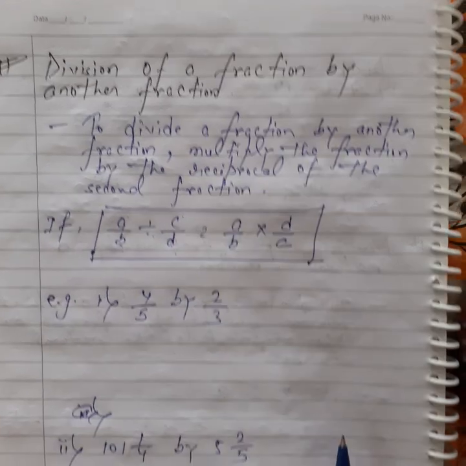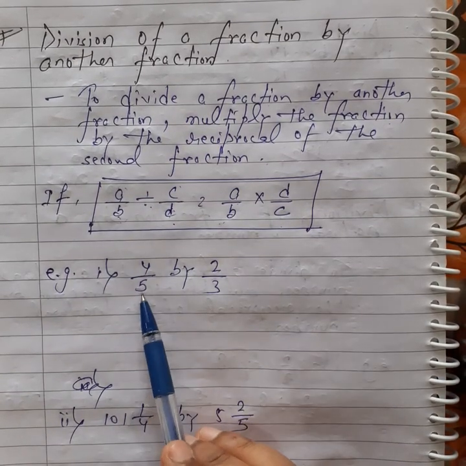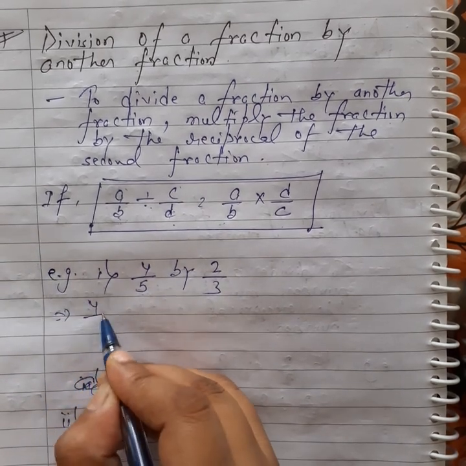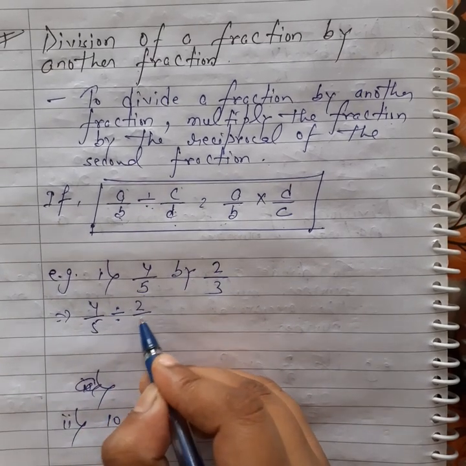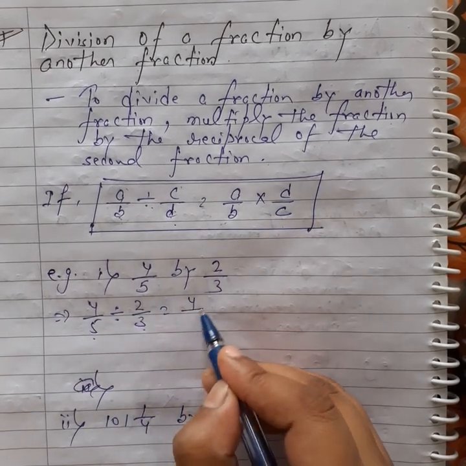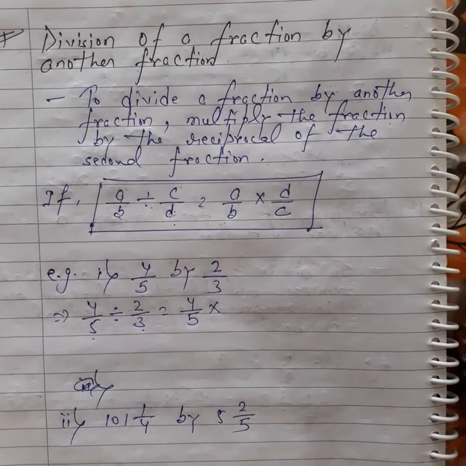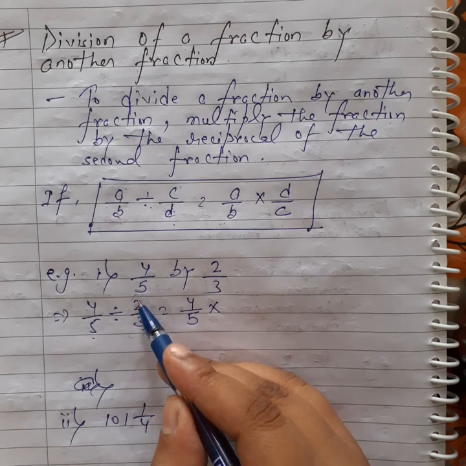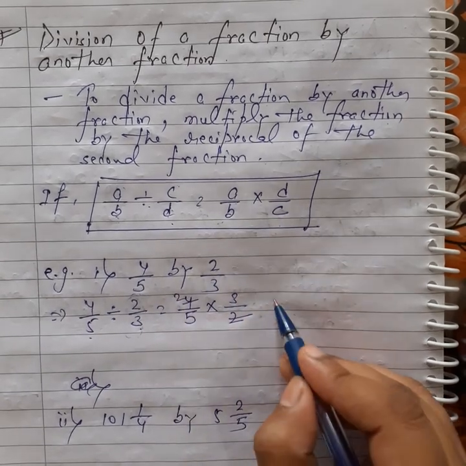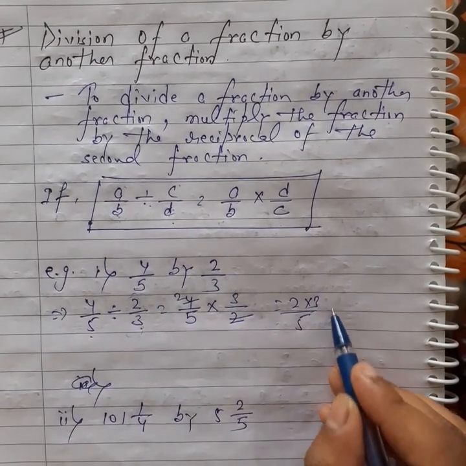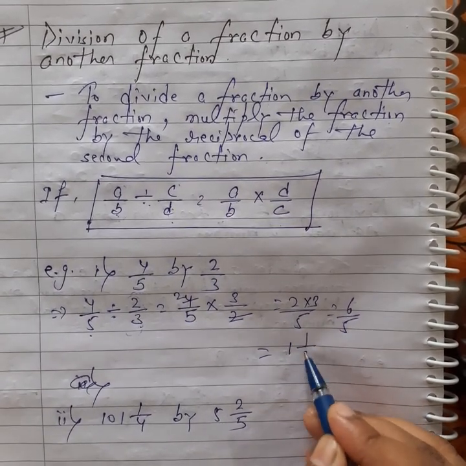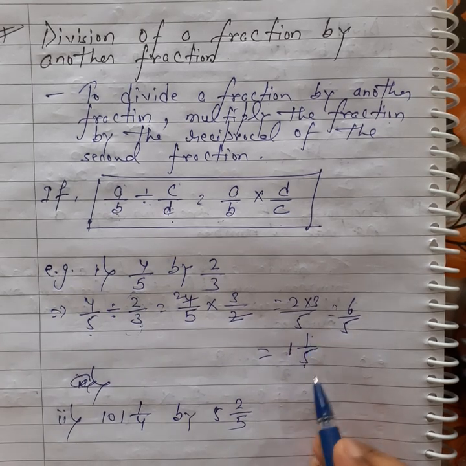Here we have some example. 4 by 5 divided by 2 by 3. We can write it as 4 by 5 divided by 2 by 3. This is our first fraction and this is our second fraction. So what we have to do? We multiply the first fraction with the reciprocal of the second fraction, that is 3 by 2. Now 2 twos are 4, it becomes 2 into 3 by 5, 6 by 5. Now we can change it into mixed fraction as well. 1 whole 1 by 5. 5 ones are 5, 5 plus 1, 6 by 5.